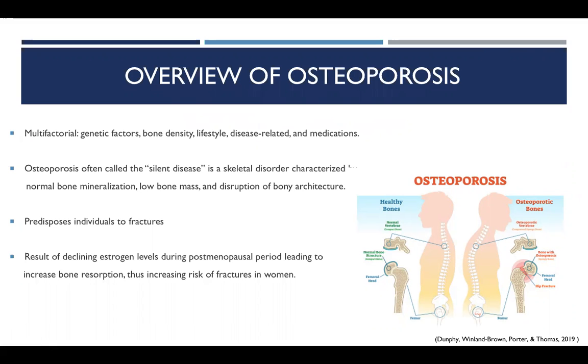Often called the silent disease, it is a skeletal disorder characterized by abnormal bone mineralization, low bone mass, and the disruption of bony architecture. It predisposes individuals to fractures, and it can be the result of declining estrogen levels during the postmenopausal period, leading to increased bone resorption, thus increasing the risk for fractures in women.